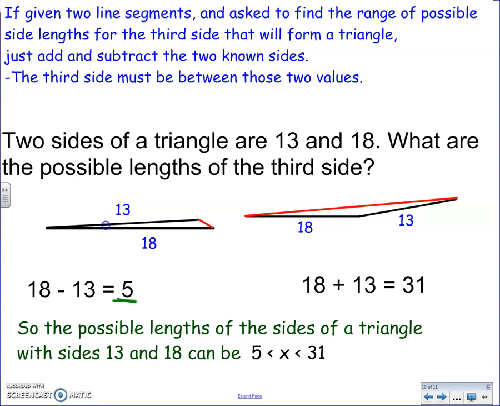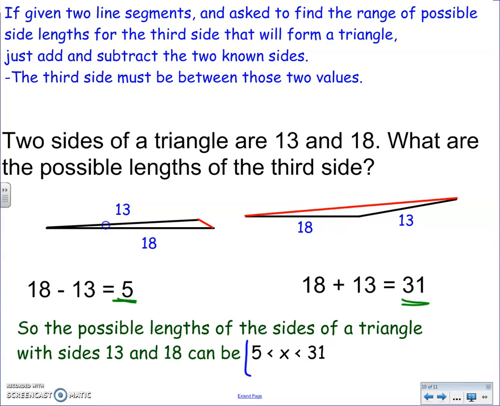All right, then maybe the 18 and 13 aren't so close. Maybe they're so far away it's like an obtuse angle. They have a giant third side. You see that? So in that case, you just add. So 18 plus 13 is 31. Now, of those two numbers, it's a range. It has to be between the two. So the third side x has to be between 5 and 31.